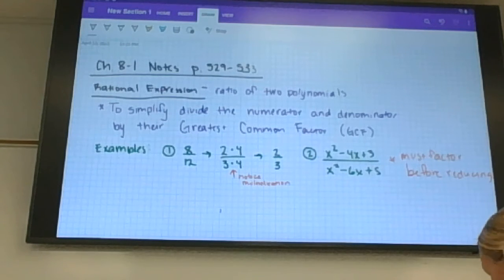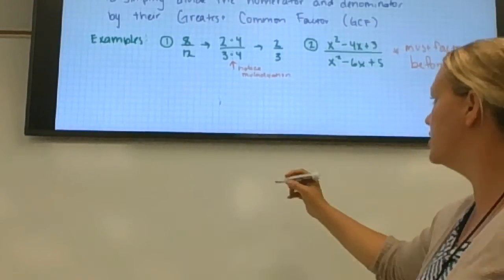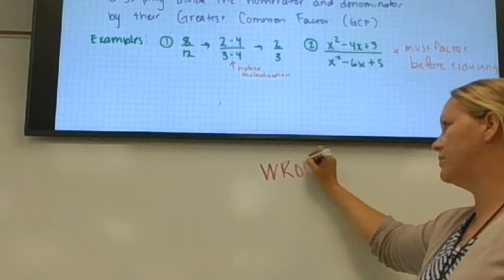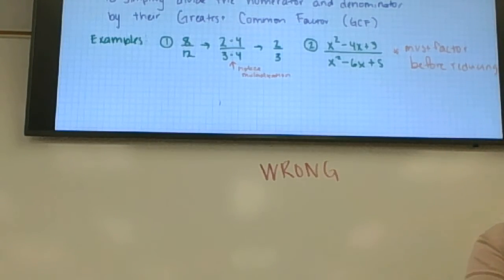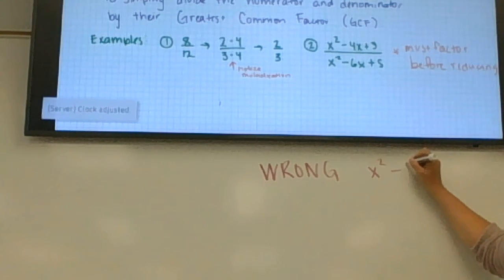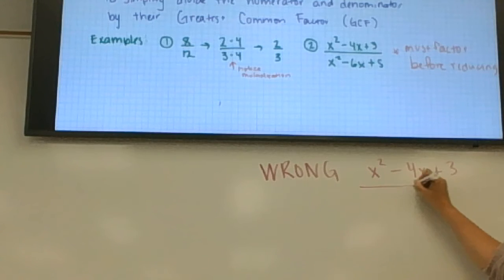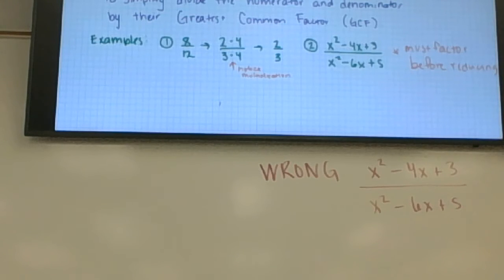So looking at number 2, this says you must factor before reducing. I'll show you what the wrong thing to do is. This is what everybody does instinctually. People do this wrong. You'll do it today, you'll do it again in a month, you'll do it on 5 exams, you'll do it next year. People will cross out x over x. Why can't we do that? You can't do it. This is just like number 5.